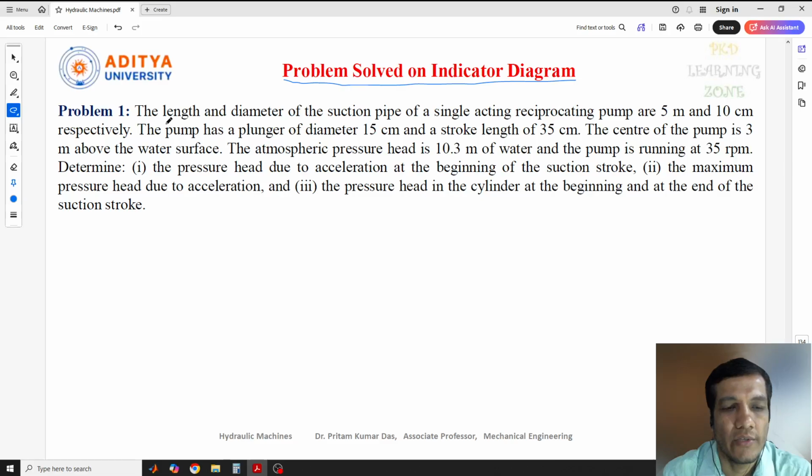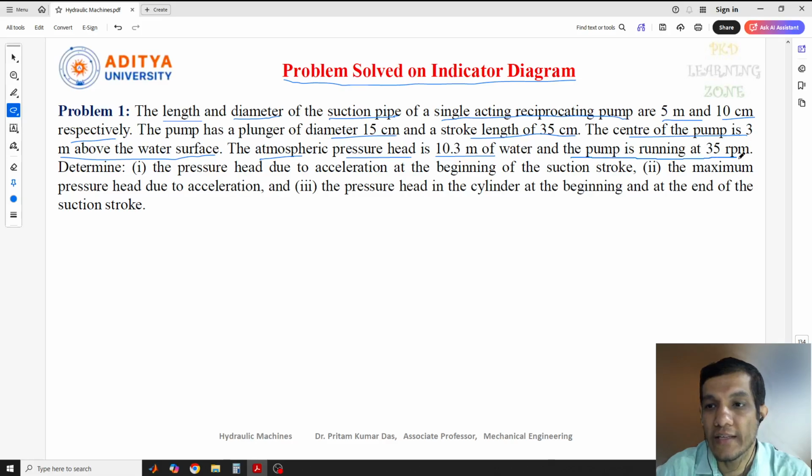So here I have taken the question of the length and diameter of suction pipe of a single acting reciprocating pump. Length and diameter given for the suction pipe of a single acting reciprocating pump are 5 meter and 10 centimeter respectively. The pump has a plunger diameter of 15 centimeter, stroke length of 35 centimeter. The center of the pump is 3 meter above the water surface. So atmospheric pressure head is given 10.3 meter of water.